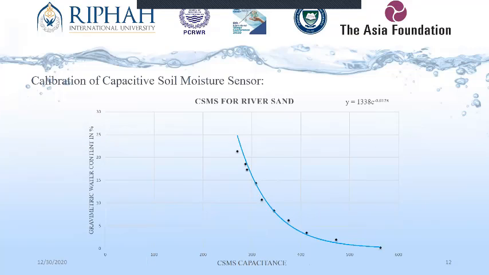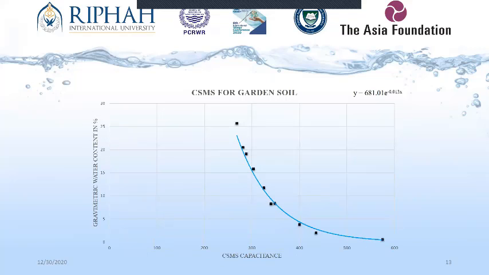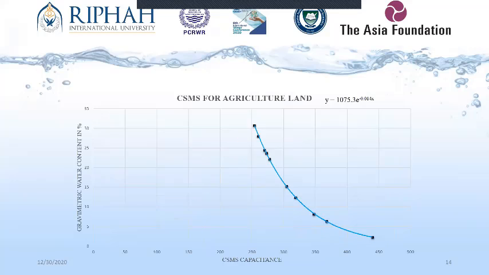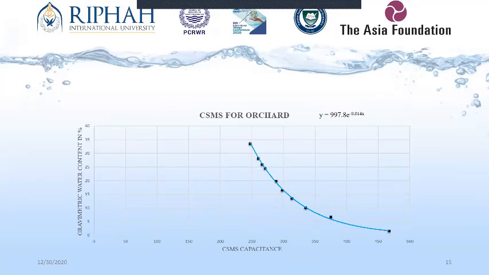After that, we calibrated our sensor with 4 different soils. Our sensor is a capacitive soil moisture sensor, which works on capacitance, and due to an increase in water in the soil, the capacitance of the sensor decreases gradually. So we plotted the gravimetric moisture content against capacitance and formulated equations for river sand, garden soil, agriculture land, and orchard land.